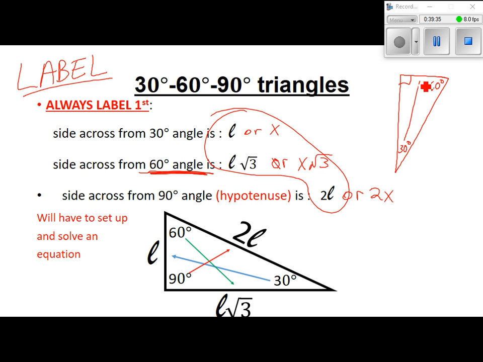Then you're going to label it. Side across from the 30-degree angle. What's it get labeled with? X. The side across from the 60-degree angle. What's it get labeled with? X times the square root of 3. The side across from the right angle, the hypotenuse, what's it get labeled with? 2x. You're going to do that first every single time. No matter what kind of problem it is, you're going to label the triangle with those 3 things. 45, 45, 90, you label it with X, X, and X times the square root of 2 every time.